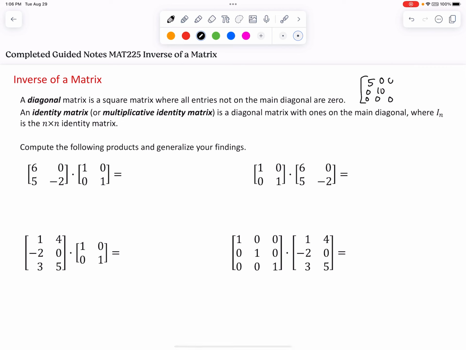must be 0. Now, an identity matrix, also called a multiplicative identity matrix, is a diagonal matrix with 1s on the main diagonal, where I sub n represents the n by n identity matrix. So I sub 3 would be this square matrix, 1s down the main diagonal and 0s everywhere else. Compute the following products and generalize your findings.